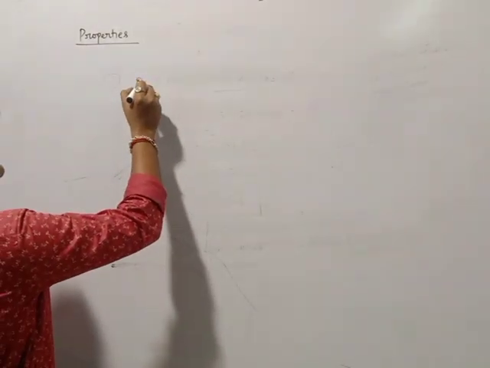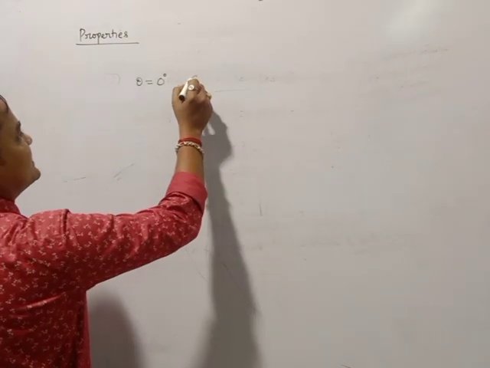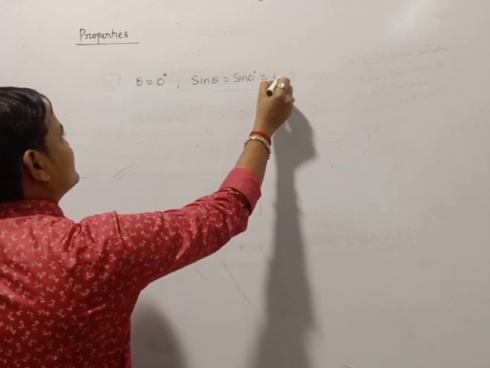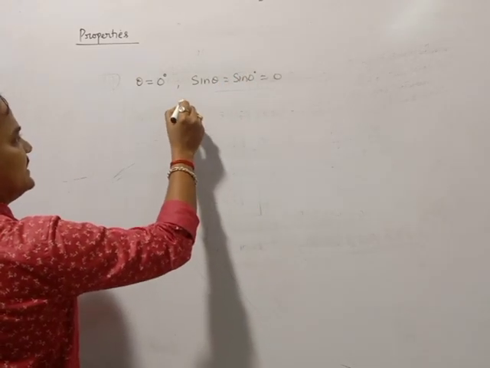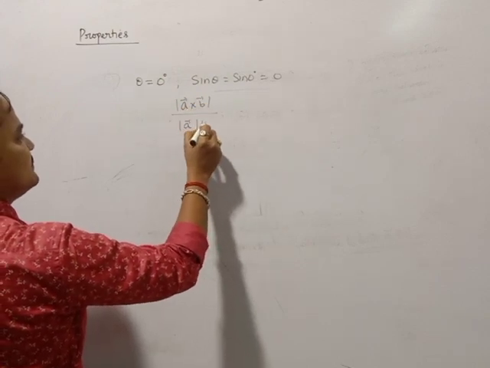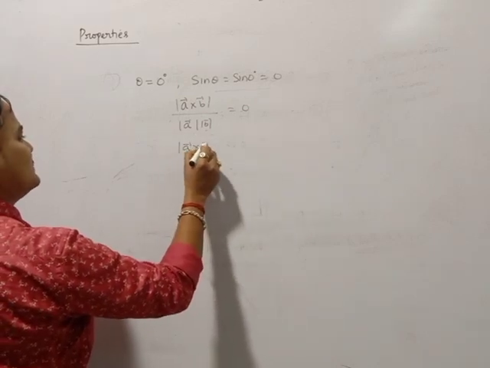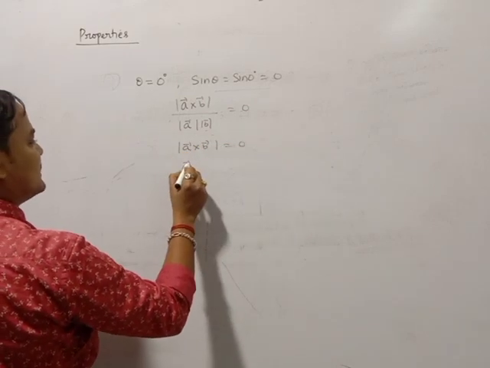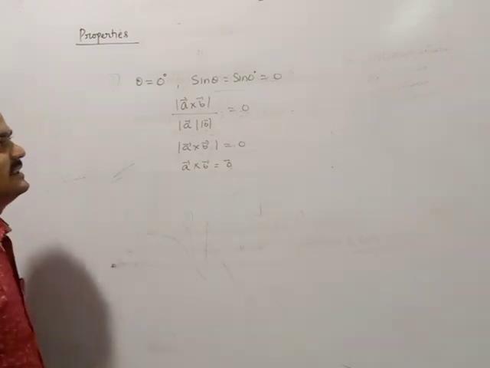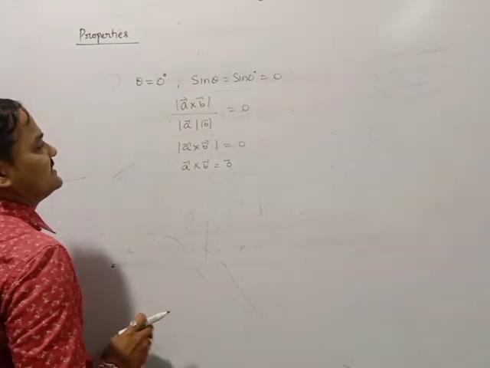If theta is equal to 0 degrees, then sin theta is equal to sin 0, that is equal to 0. But what is the formula for sin theta? Magnitude of A bar cross B bar by mod A bar into mod B bar is equal to 0. So magnitude of A bar cross B bar is equal to 0, so A bar cross B bar is equal to 0 bar. Means if the cross product of any two vectors is 0, then automatically the angle is 0.